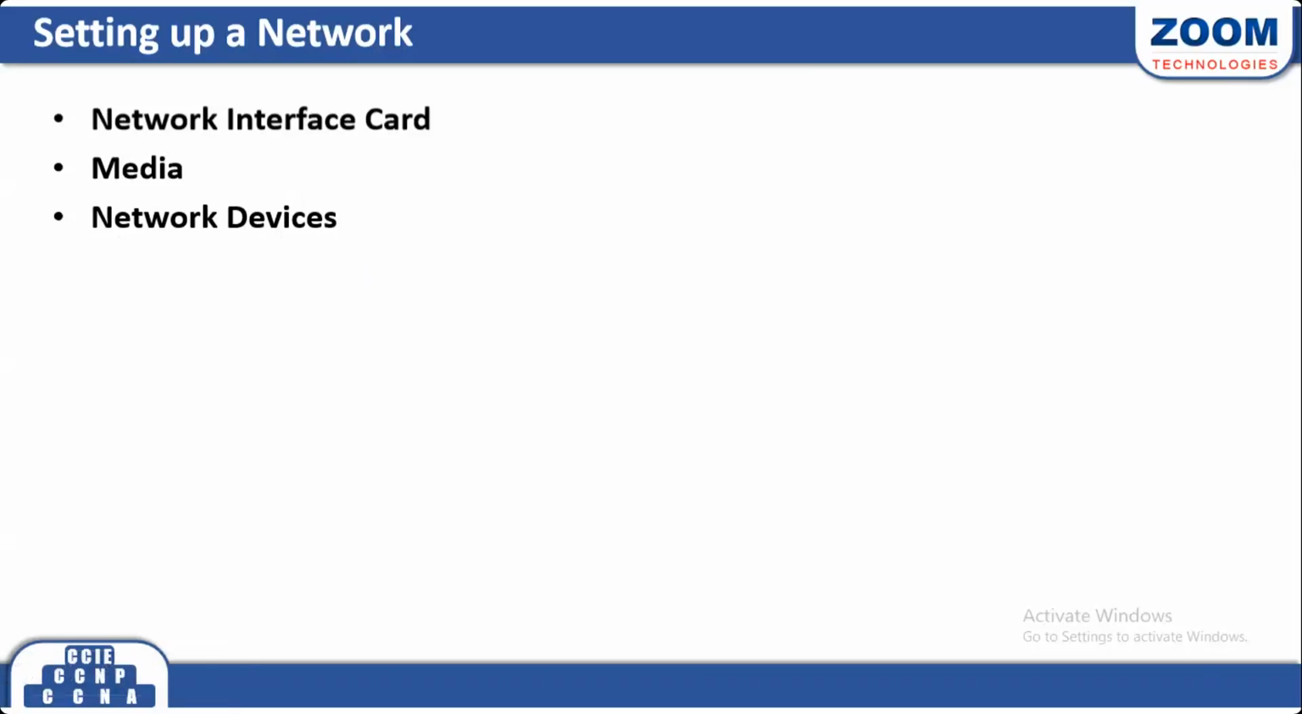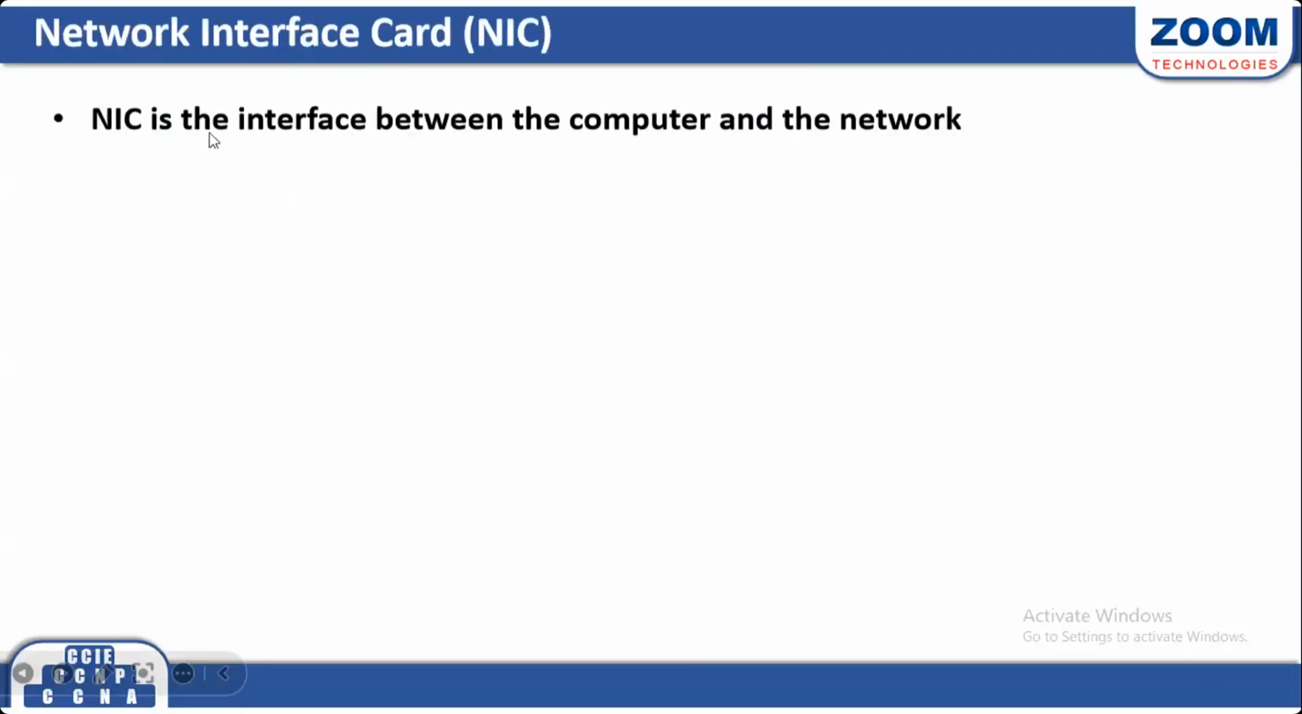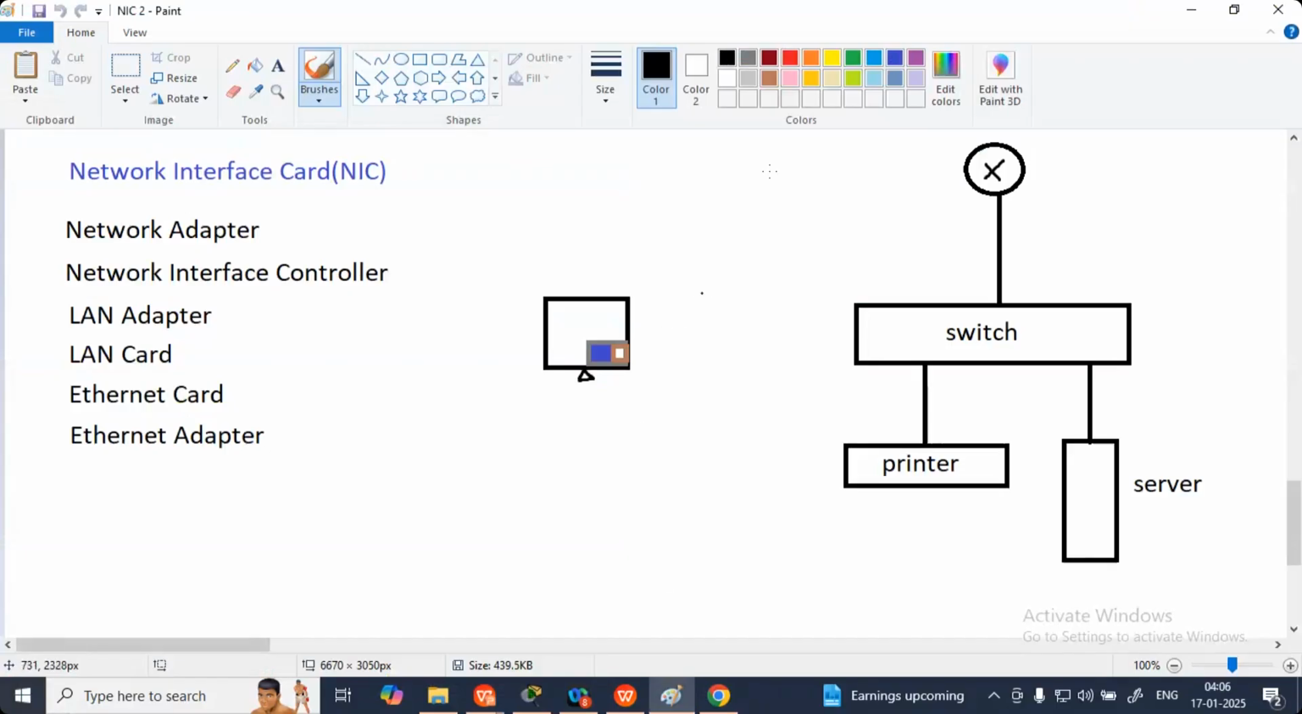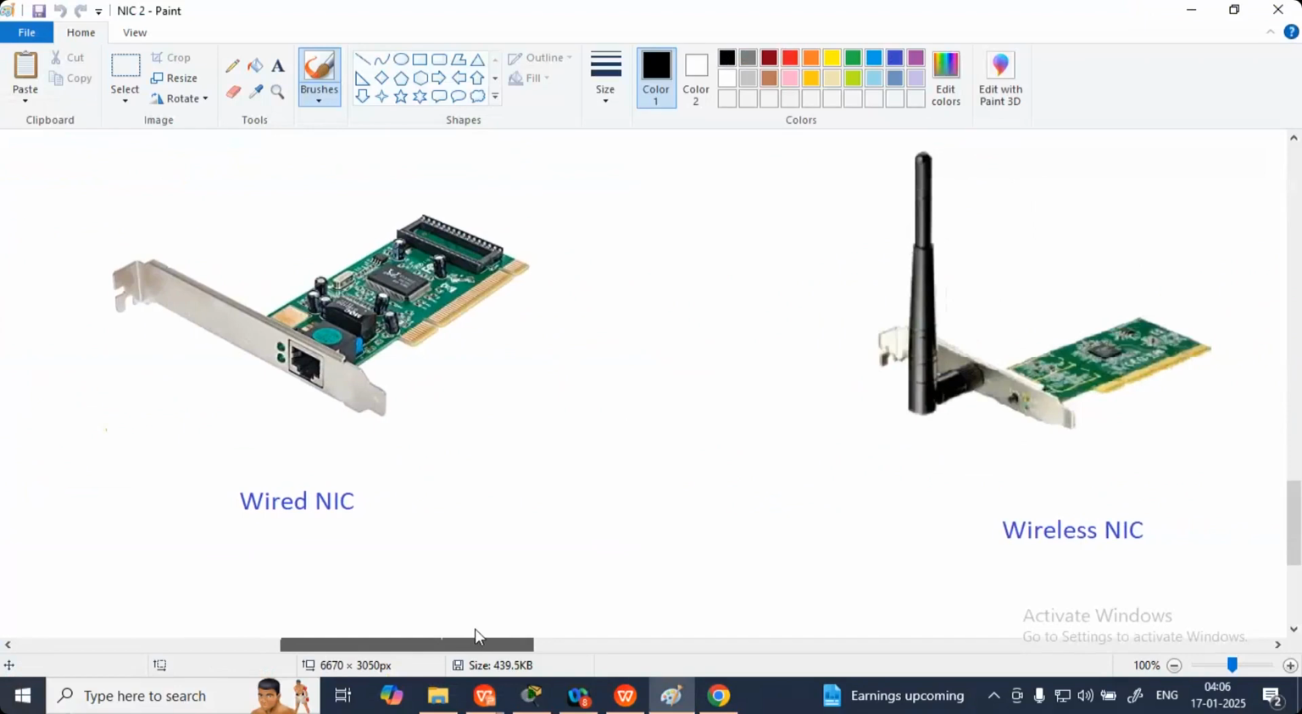So your first network component is the NIC card. NIC is nothing but the network interface card. The NIC is the interface between the computer and the network. If you want to connect any device to the network, a NIC card is required, because without a NIC card you cannot connect a device to the network. That's why in each device you will get a NIC card.